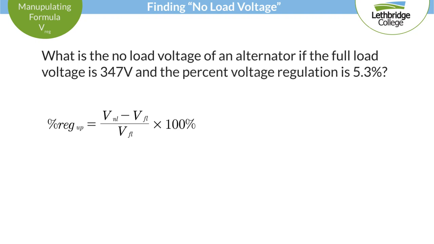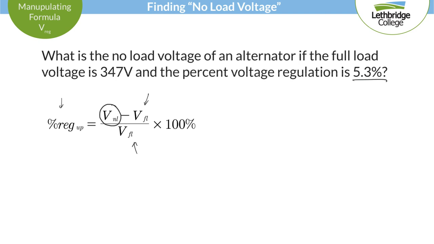All right, here's a question where we have to manipulate a formula. It says, what is the no-load voltage of an alternator if the full load voltage is 347 and the percent voltage regulation is 5.3%? So 5.3%, that's probably going to go in here. 347 is the full load, so that goes in here and here. And it looks like I'm solving for that variable there.